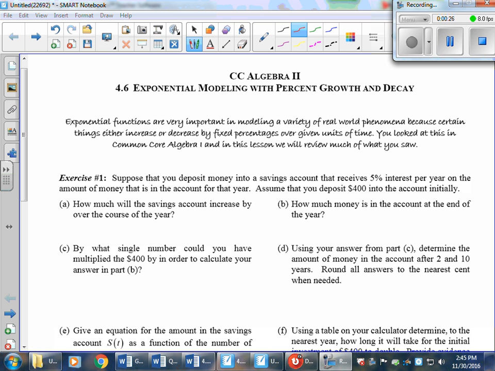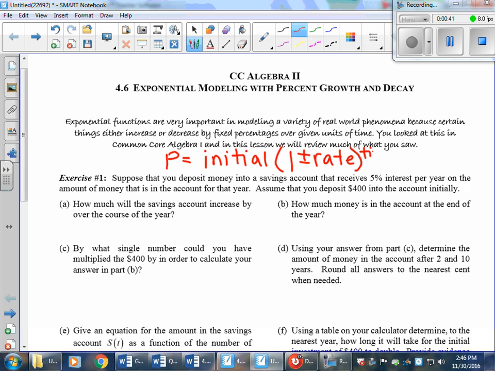But I always like to say that our principal is equal to our initial times 1 plus or minus the rate, depending on whether we're increasing or decreasing, raised to the time. Now we'll come back and talk about that some more, but that should be the formula you're kind of familiar with.